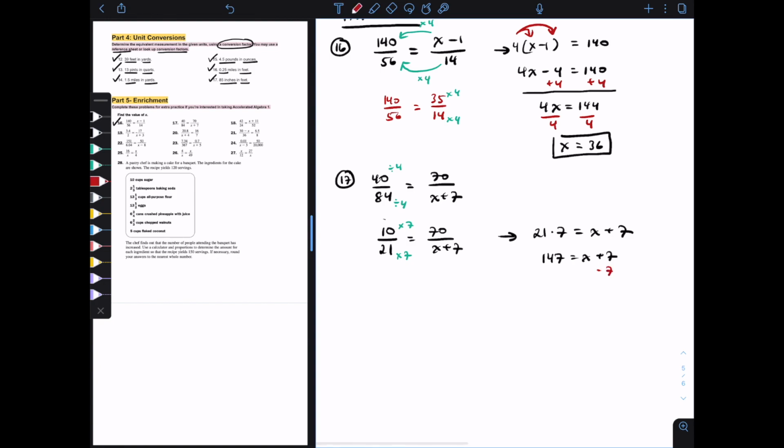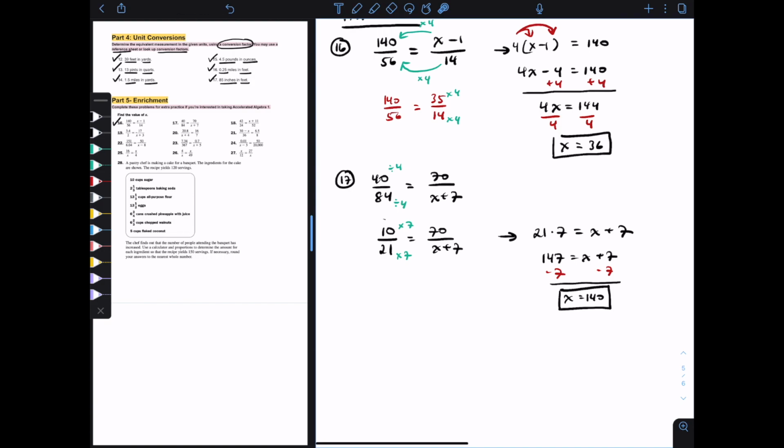And solving this as a one-step equation, we can use the subtraction property of equality and say that x is equal to 140. Okay, you can plug this in into the equation above, right? You could take this, plug it in, but I promise you this does work out nicely. 147, yeah, that seems right.